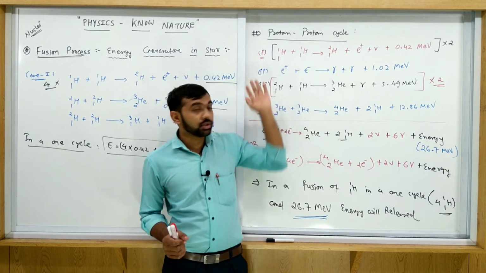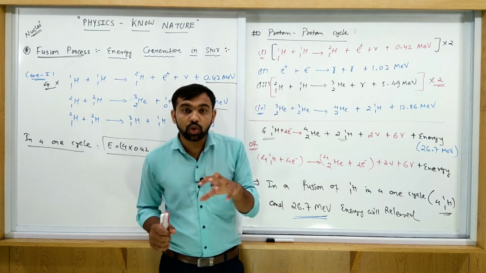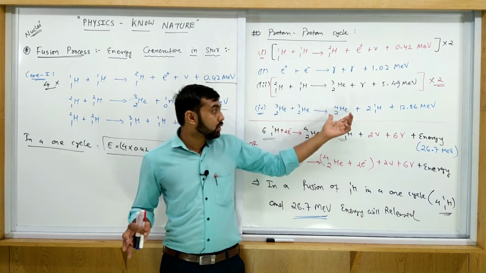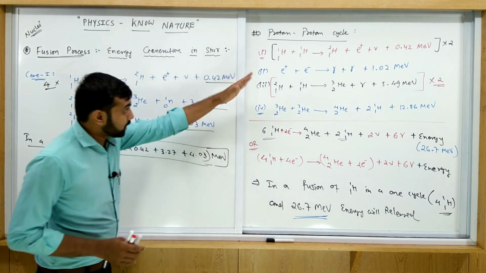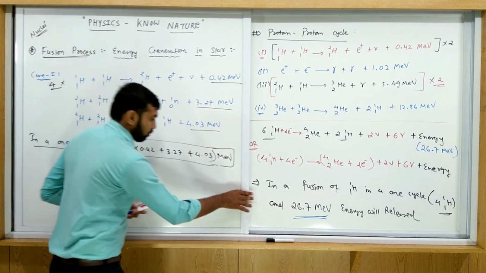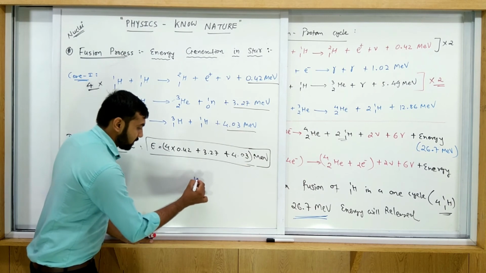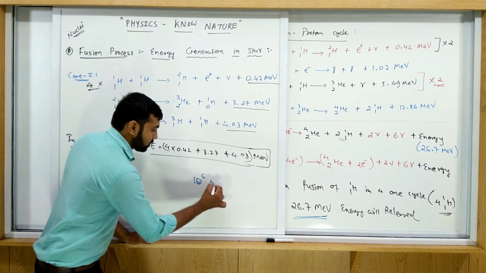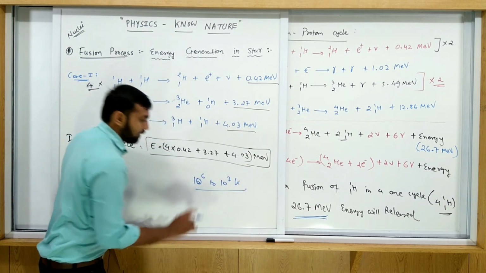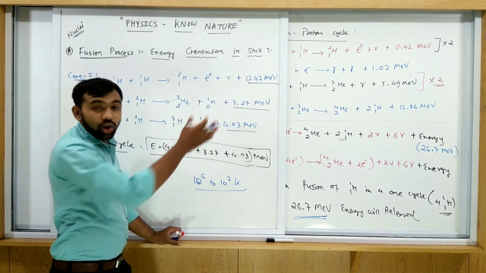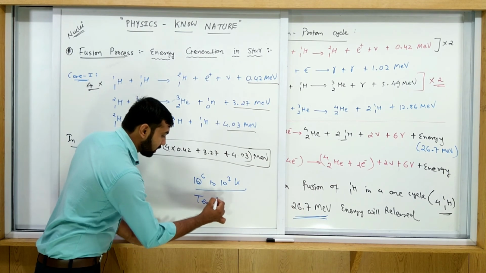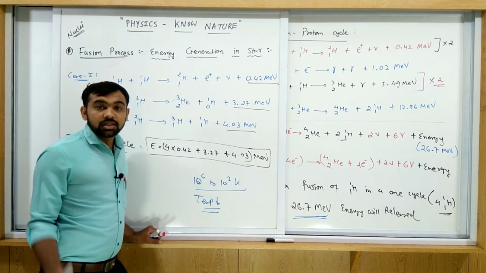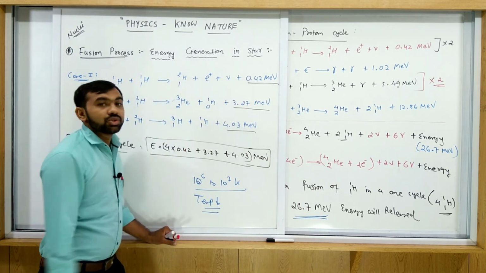When the whole hydrogen inside the core of the star is converted into helium, then what happens after this? This process occurs at what temperature? 10 raised to 6 to 10 raised to 7 Kelvin. But after depletion of the whole hydrogen inside the core, the temperature decreases. You must note, the temperature decreases and this process will be stopped.